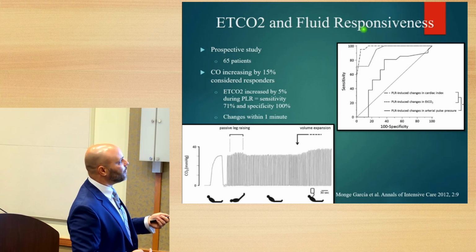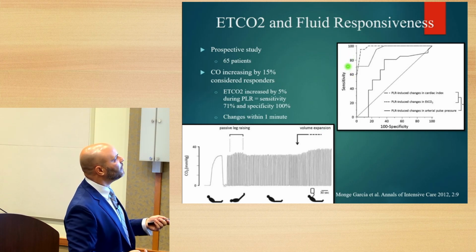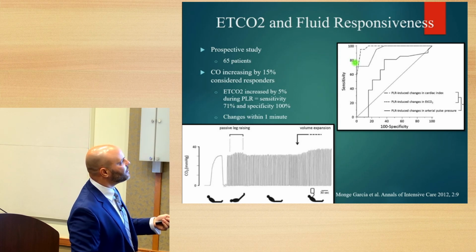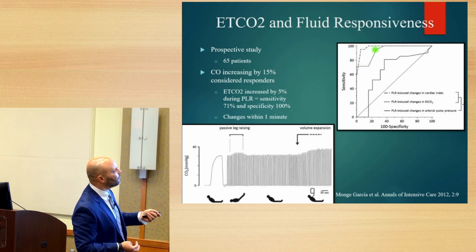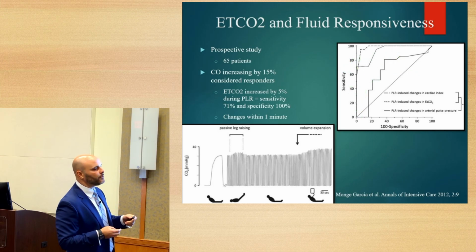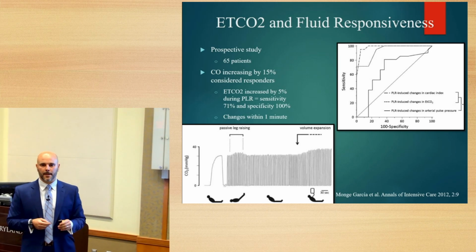And that, again, another receiver operating curve. So passive leg raise showing increases in cardiac index. It has the best area under the curve. End tidal CO2 changes right next. And then it outproduced arterial pulse pressure variation. So this is arterial pulse pressure variation here. So it outproduced changes in arterial pulse pressure variation.